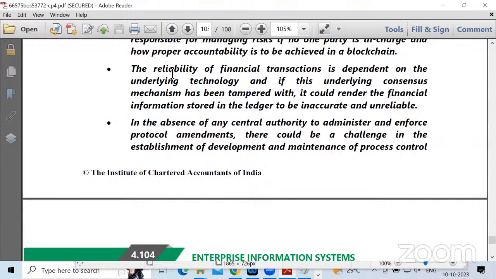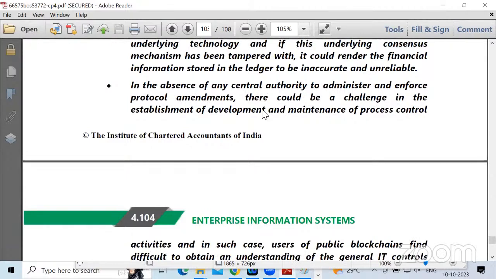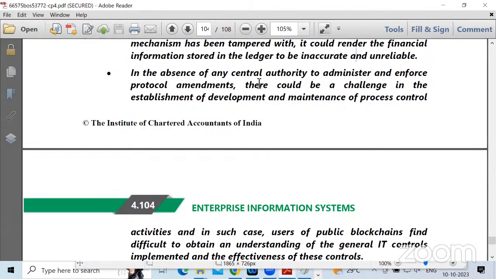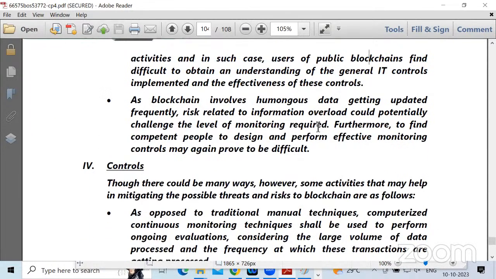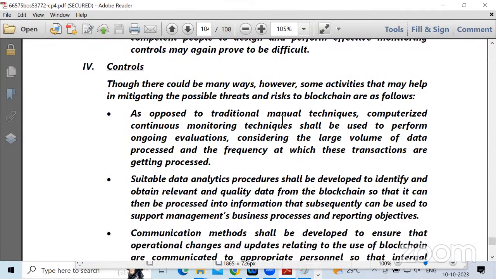Then financial reliability of financial transactions is dependent on the underlying technology. If the technology is worse or bad, you cannot depend. And the absence of any central authority could be a challenge in the establishment, development, and maintenance of process control activities. In such a case, users of public blockchain find it difficult to obtain an understanding of the general IT control. IT control means information technology control. It involves humongous data getting updated frequently; risk related to information overload could potentially challenge the data. So if it is overloaded, then performance will be affected.